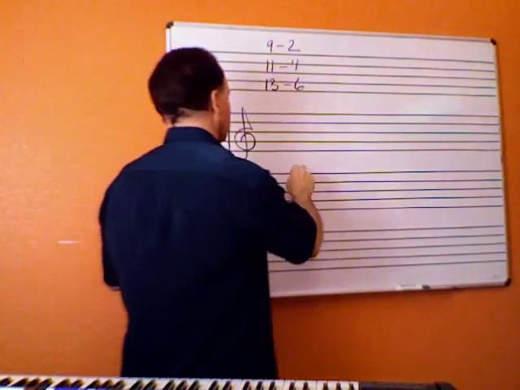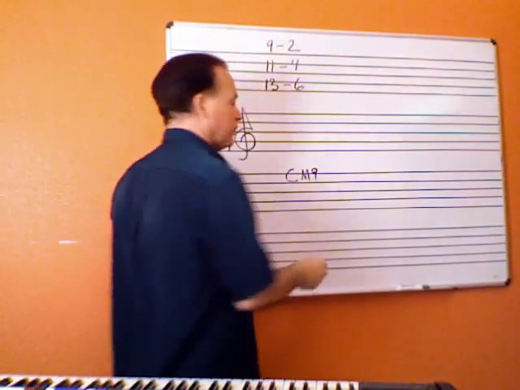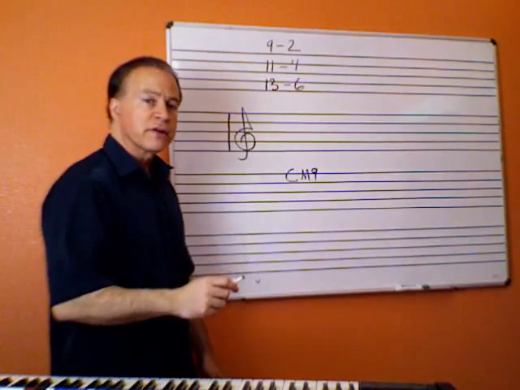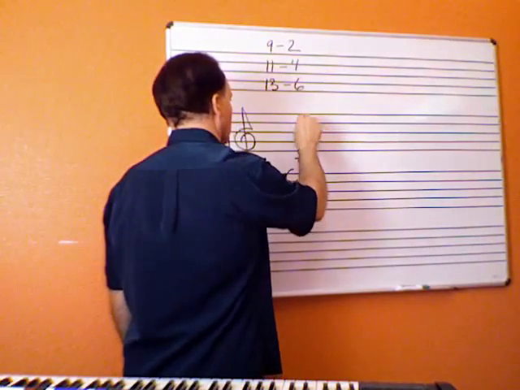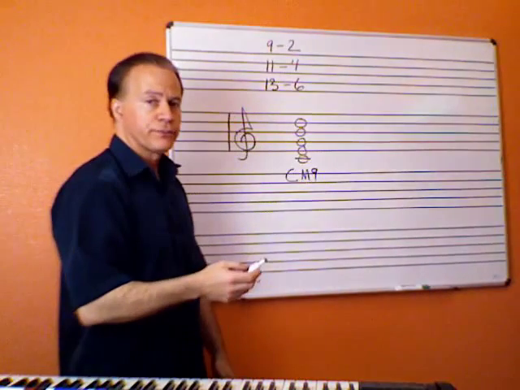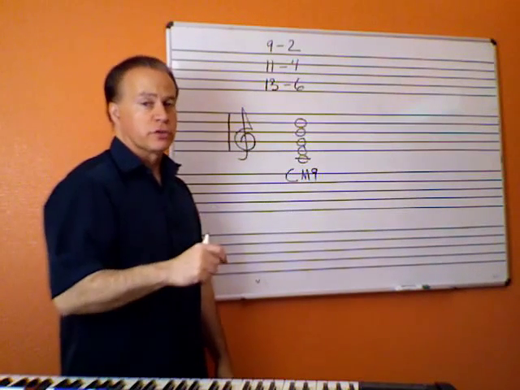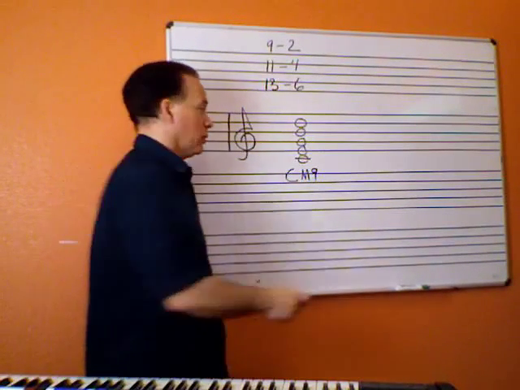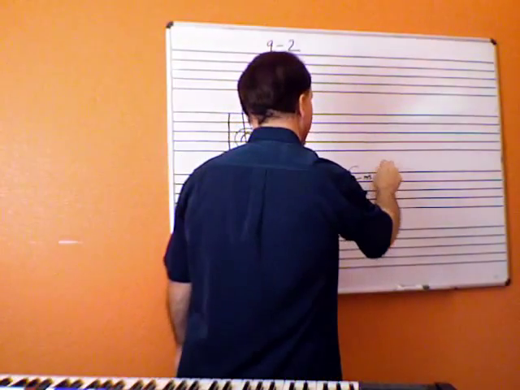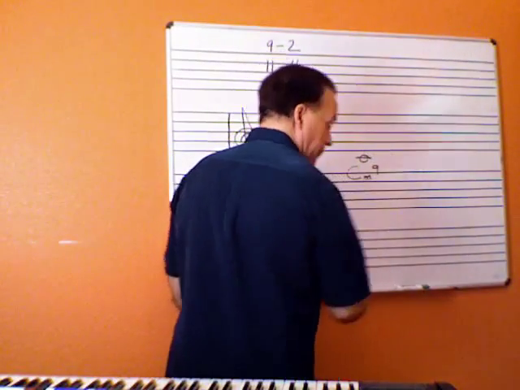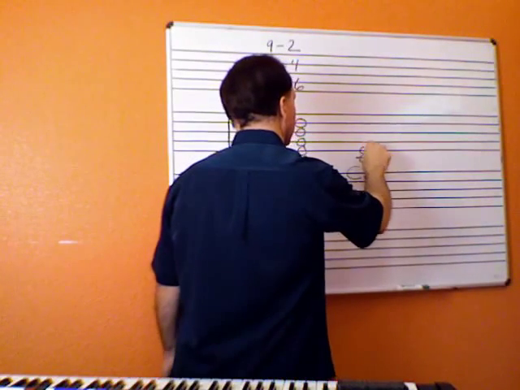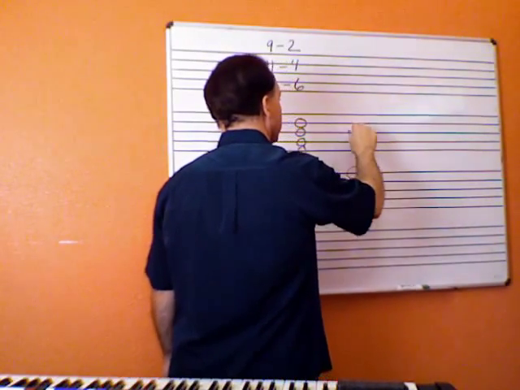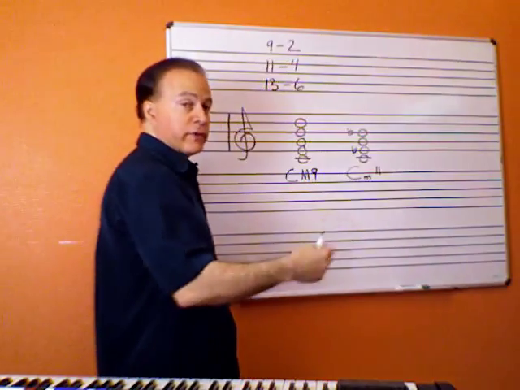A ninth chord assumes that the 1, 3, 5, 7, and 9 are in the chord. So there's a C major ninth. An 11th chord also assumes that 1, 3, 5, 7, and 9 are in there. So a C minor 11th chord is going to have a C minor 7th, and then we're going to have the 9th and the 11th in there.